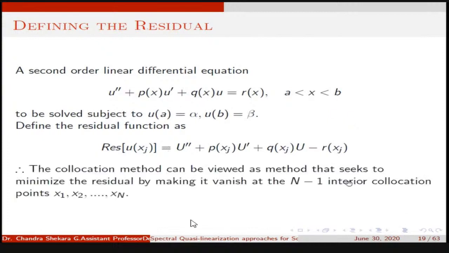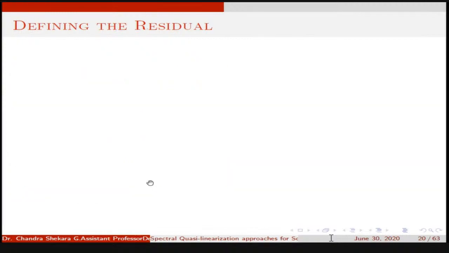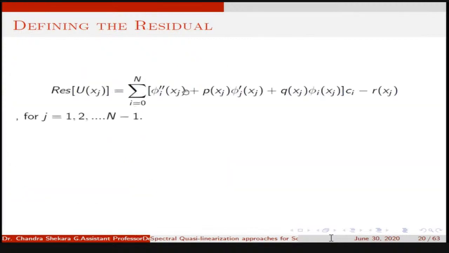So therefore, we can view this collocation method as minimizing the residual, or making it vanish at the interior collocation points. Because the boundary conditions will be satisfied anyway, we want this residual to be minimum at the interior points. This residual we can calculate by substituting the series solution I mentioned into the residual definition. So we'll get this equation.